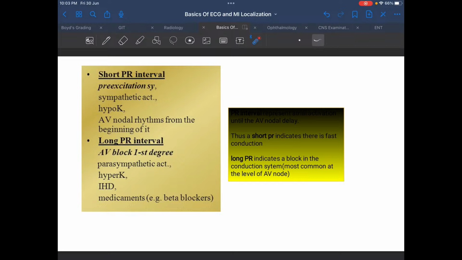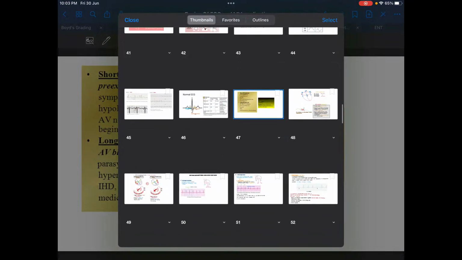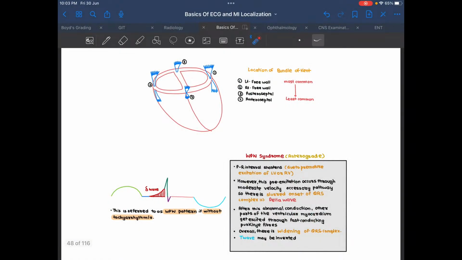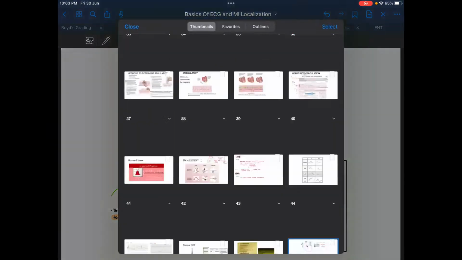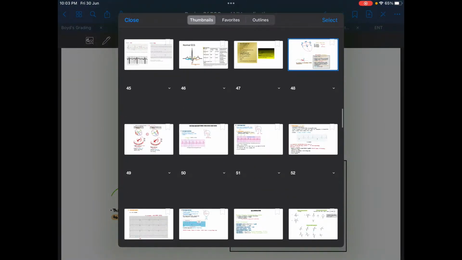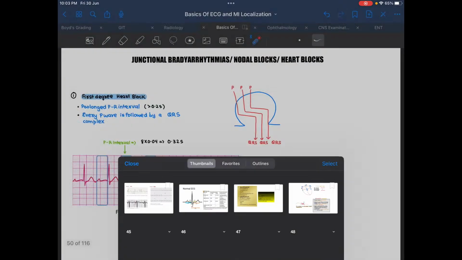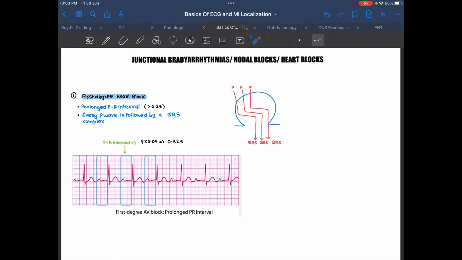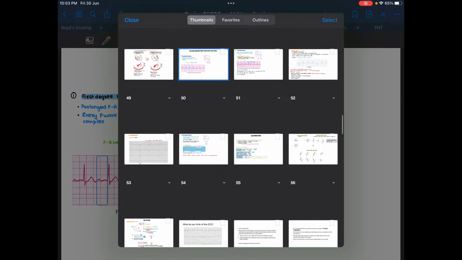Okay. In the next session, let me just give you an overview of what we will cover. The next thing we are going to study is the PR interval. Because a common cause of a shortened PR interval is WPW syndrome, that is Wolff-Parkinson-White syndrome. So we're going to diagnose that as well. And then we're going to discuss your prolonged PR interval in the form of junctional bradyarrhythmias or what are known as heart blocks. We're going to see first degree heart block, second degree heart block, the 3 different types of second degree heart blocks, and then obviously the complete heart block, that is your tertiary heart block.